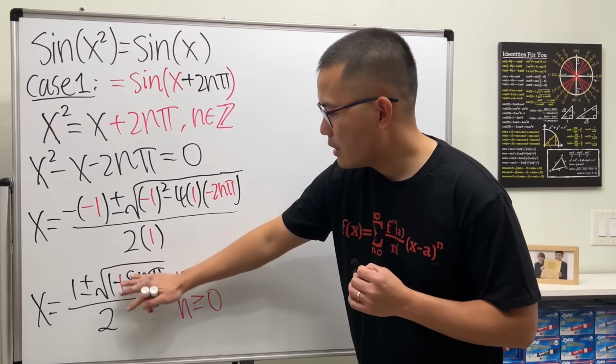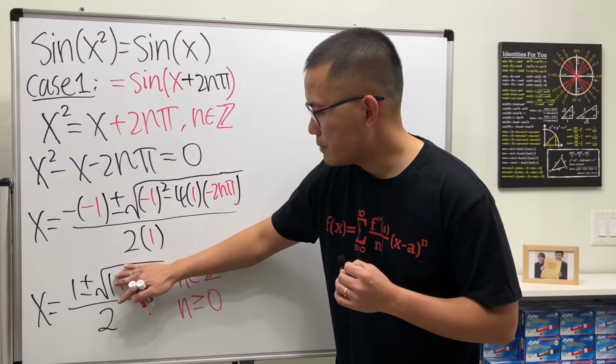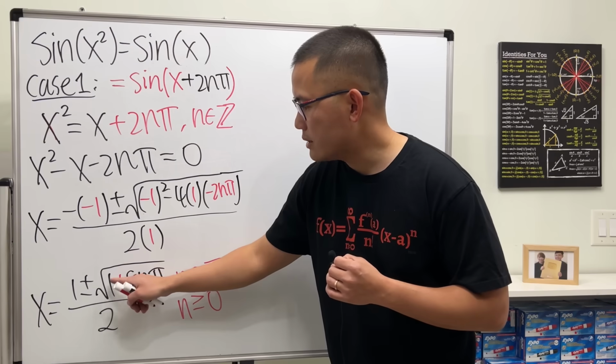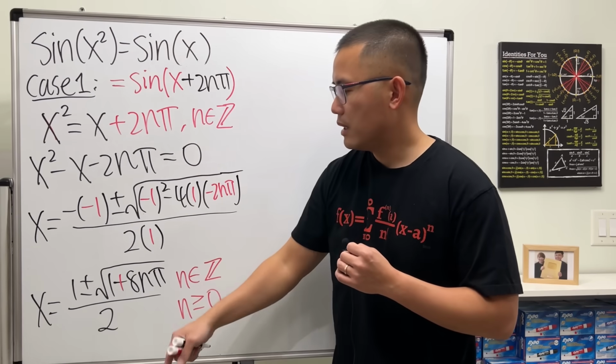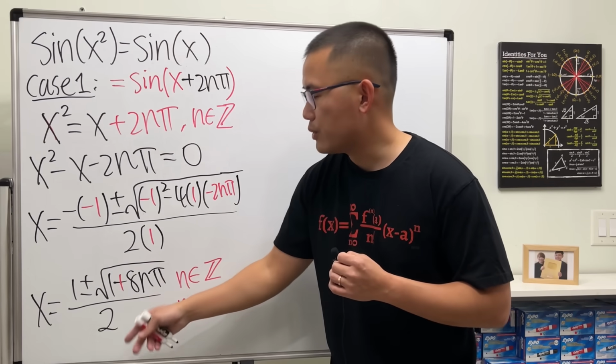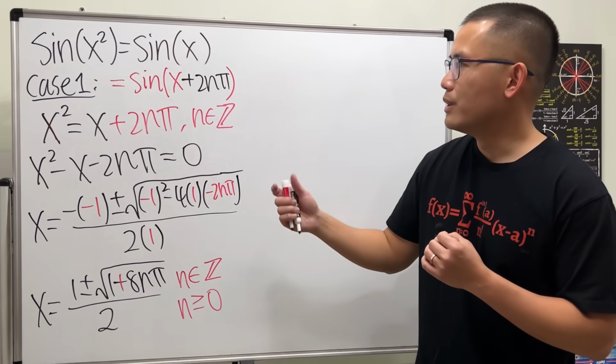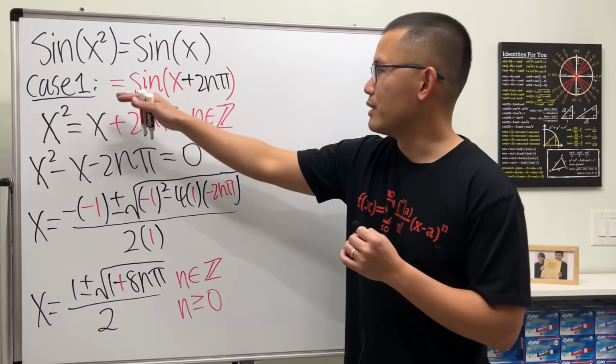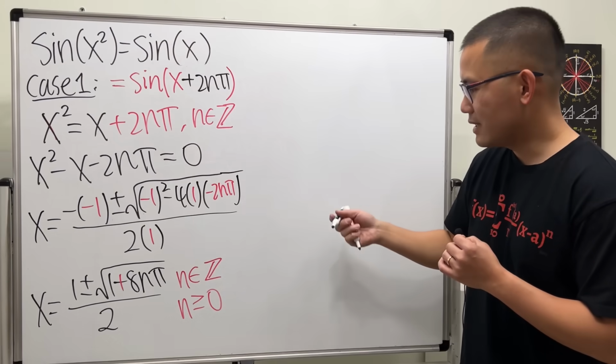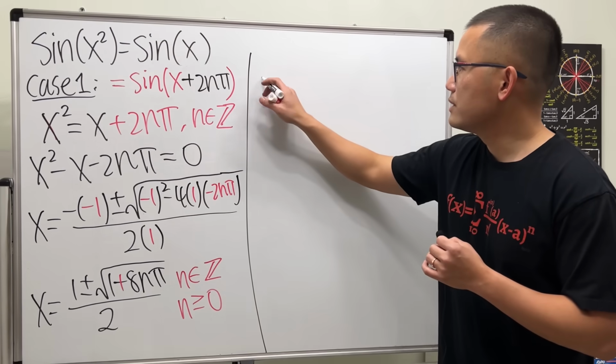0 works okay. And notice if n is equal to 0, you get 1 plus 1 over 2, so the answer is 1. The other answer is 1 minus 1 over 2, you get 0, which are the two answers. But anyways, that's case 1. Now, case 2.